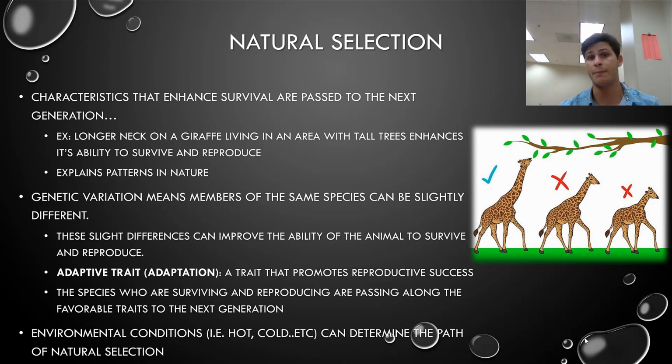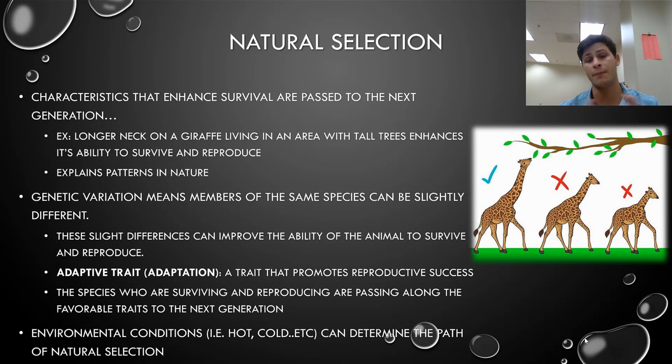Now, for example, in a population of giraffes, longer necks on giraffes living in an area with really tall trees would enhance the survival of those giraffes with long necks relative to giraffes with shorter necks. So essentially, natural selection would favor the longer necks on a giraffe relative to the shorter necks on other giraffes within that population. And natural selection essentially explains patterns in nature.